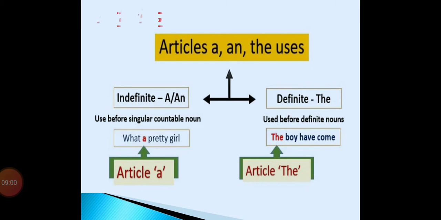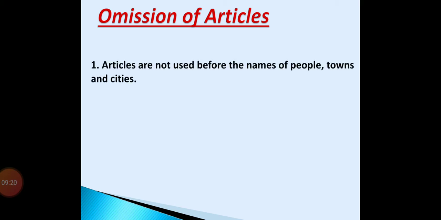Now in some cases we have to omit the articles also, meaning we need not add the articles in sentences. So that is what the omission of articles means. Now in which cases can we omit the articles? The first one is that articles are not used before the names of people, towns and cities.